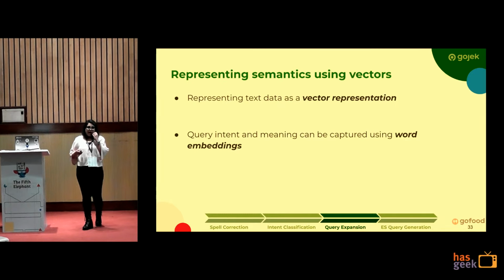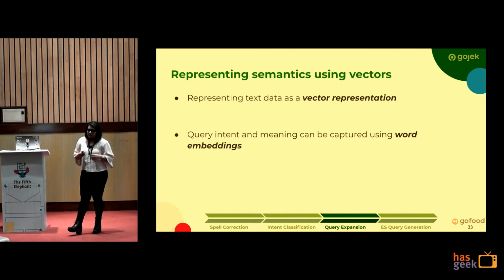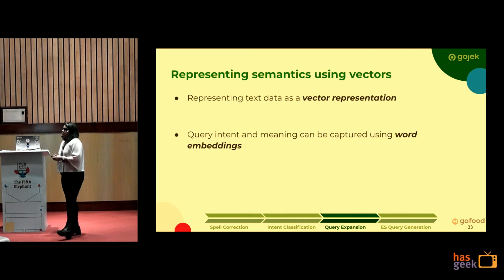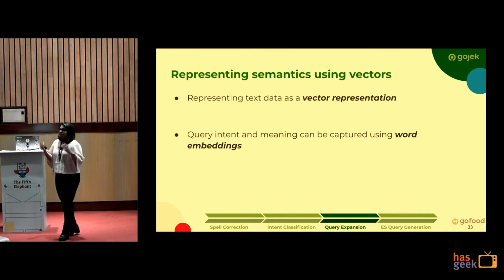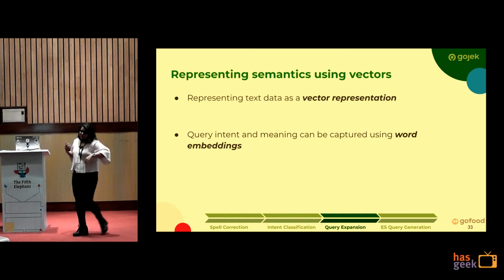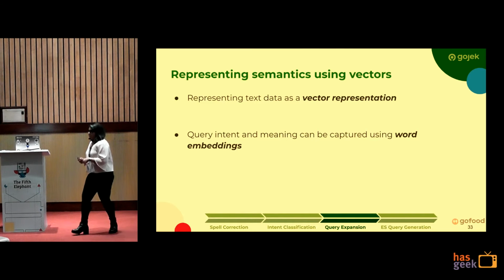So how did we actually go about doing this? We know that most computer algorithms cannot take in text-based data and they cannot analyze text-based data. So we had to find some form of numerical representation to represent this data, and we did that by building word vectors.